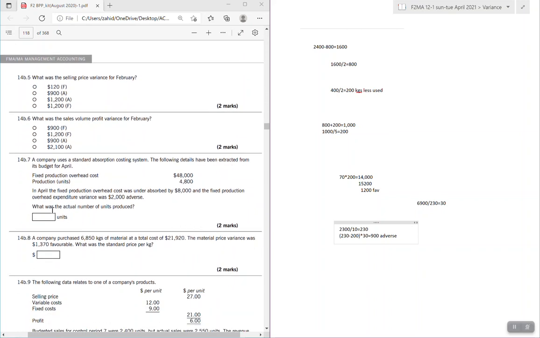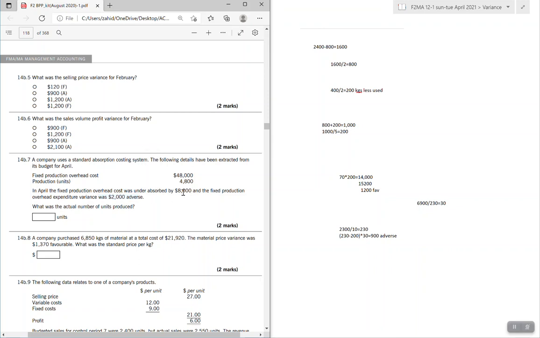Next, what was the actual number of units produced? The company uses standard absorption costing. The following details have been extracted from its budget. For April, we have production overheads, and then this is the budget. In April, fixed production overheads were under-absorbed by 8,000. It means we have absorbed less than the actual. And the fixed production overhead expenditure variance was 2,000. What was the actual number of units produced?